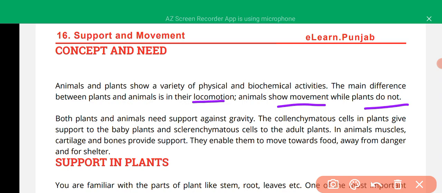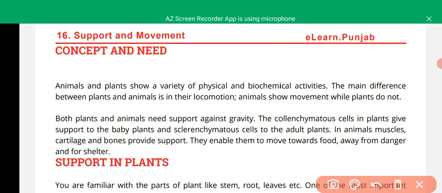We search for jobs, we move, we travel a lot, from one place of the world to another place of the world, but plants can't do this. They are non-motile in this respect.